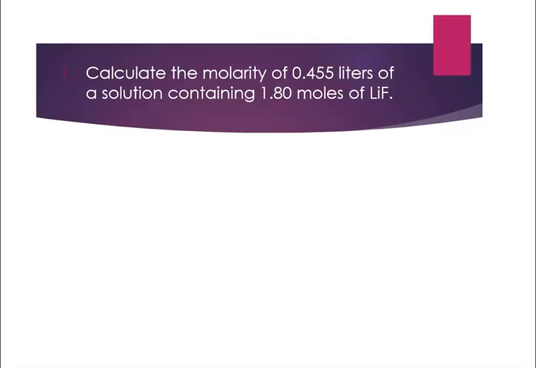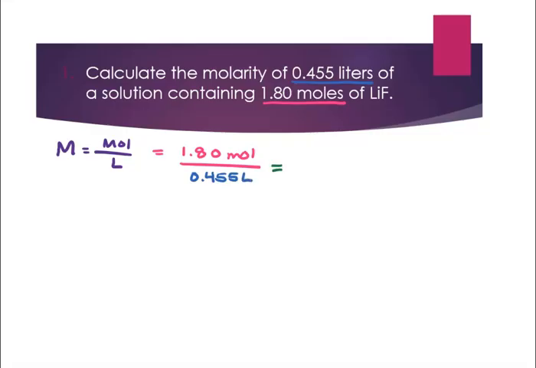All right. Our first problem here says calculate the molarity of 0.455 liters of a solution containing 1.80 moles of LiF. Okay, so I have moles and liters, which is great because that's how we solve for molarity, moles over liters. I have moles here, so I'm going to do 1.80 moles divided by, I have liters here, 0.455 liters. And when we put this into the calculator, we get 3.96.